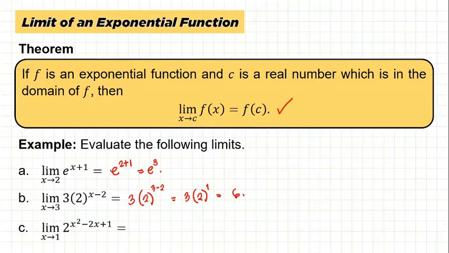And lastly, if we have this function, 2 to the x squared minus 2x plus 1, we will evaluate the limit as x approaches 1. So doing direct substitution, we will have 2 raised to 1 squared minus 2 times 1 plus 1. And this is equal to 2 raised to 0, and we have 1 because any number except 0 raised to 0 is equal to 1.